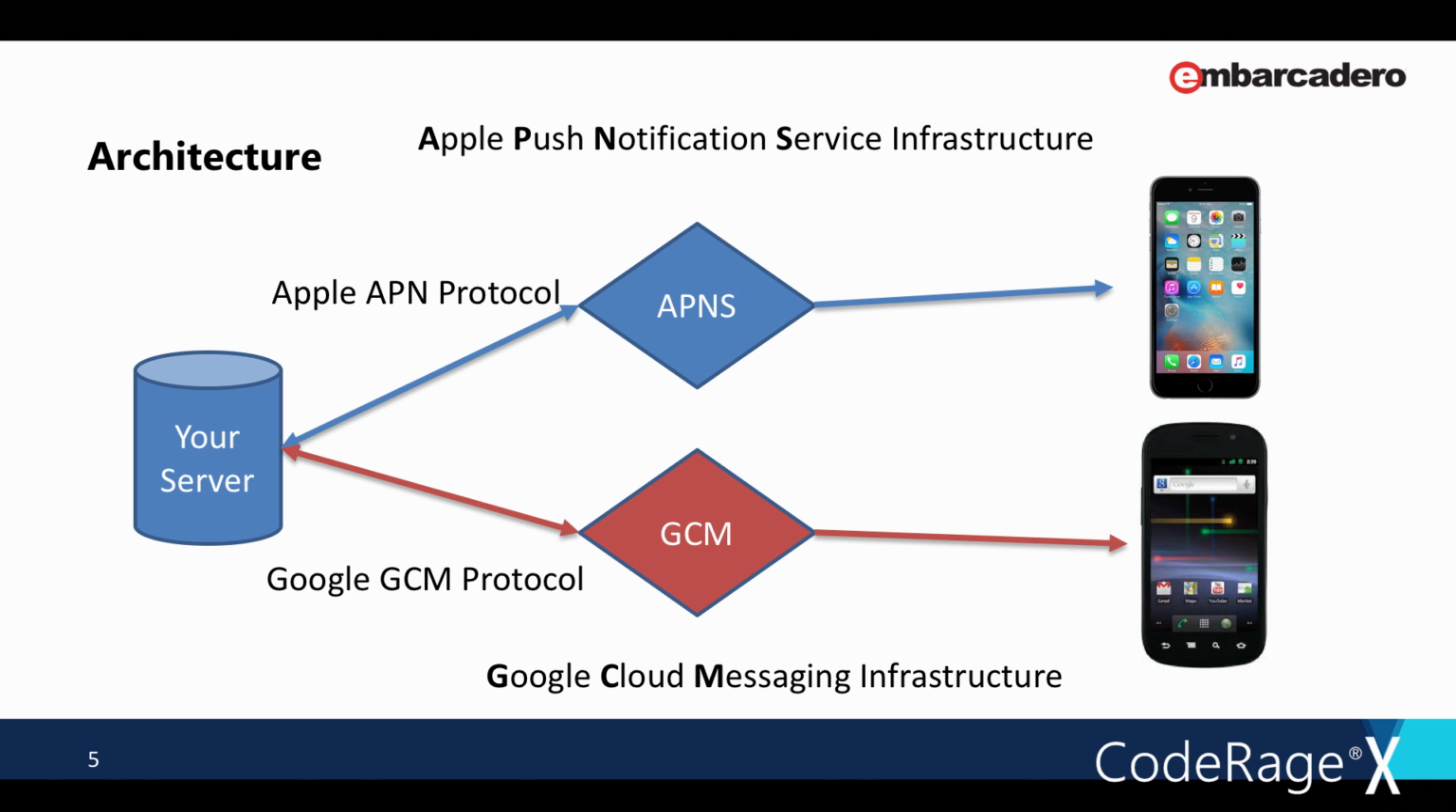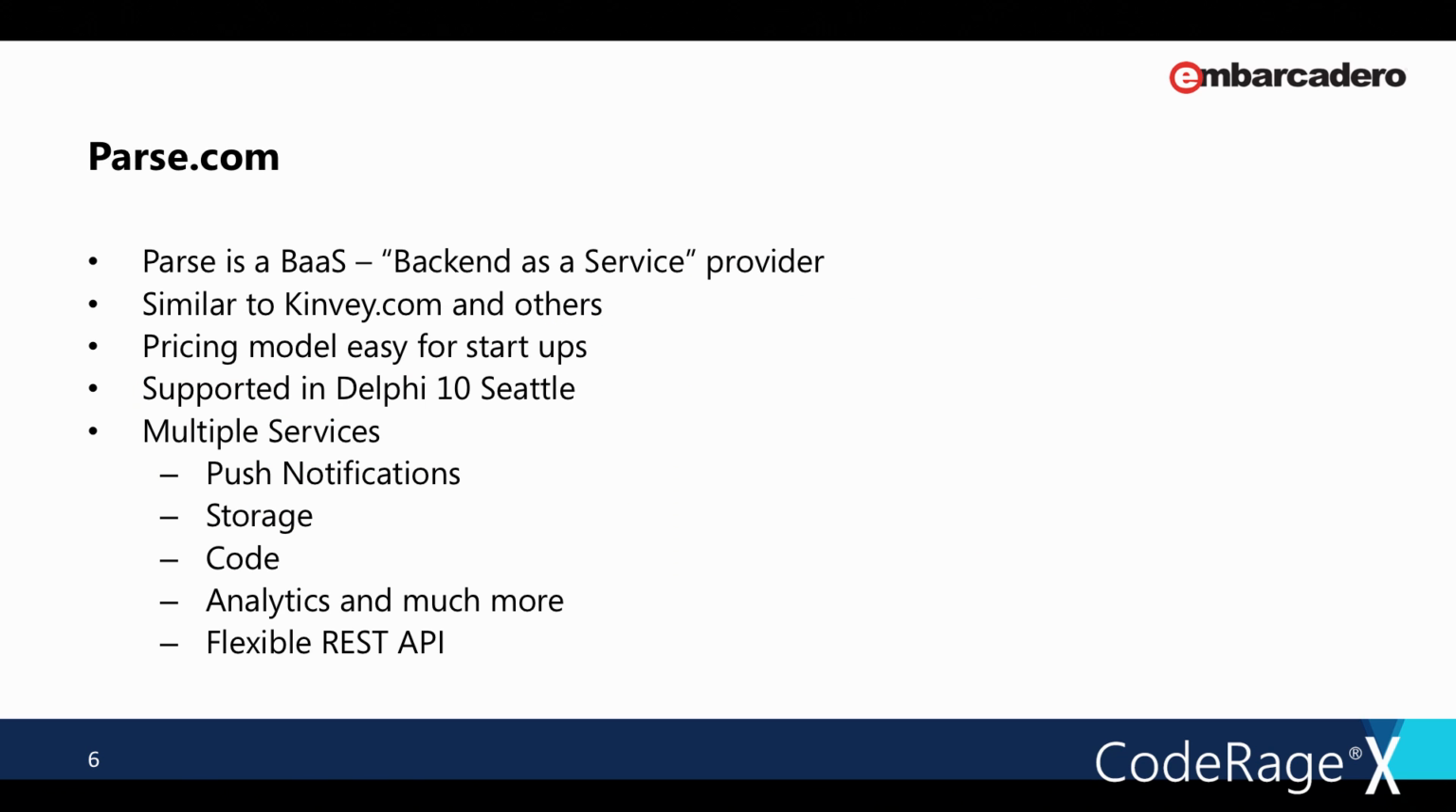By implementing two different protocols, needing your own server, and reading through all the specifications by Apple and Google, this might become a little complicated task. It's possible, of course. There are many examples of applications doing exactly that. But there's a different way. There is Parse. Parse is something I'm going to show you today. It's what we call a backend as a service provider. So it's basically something in the cloud. It's a provider that hosts servers for you as a service in the cloud.